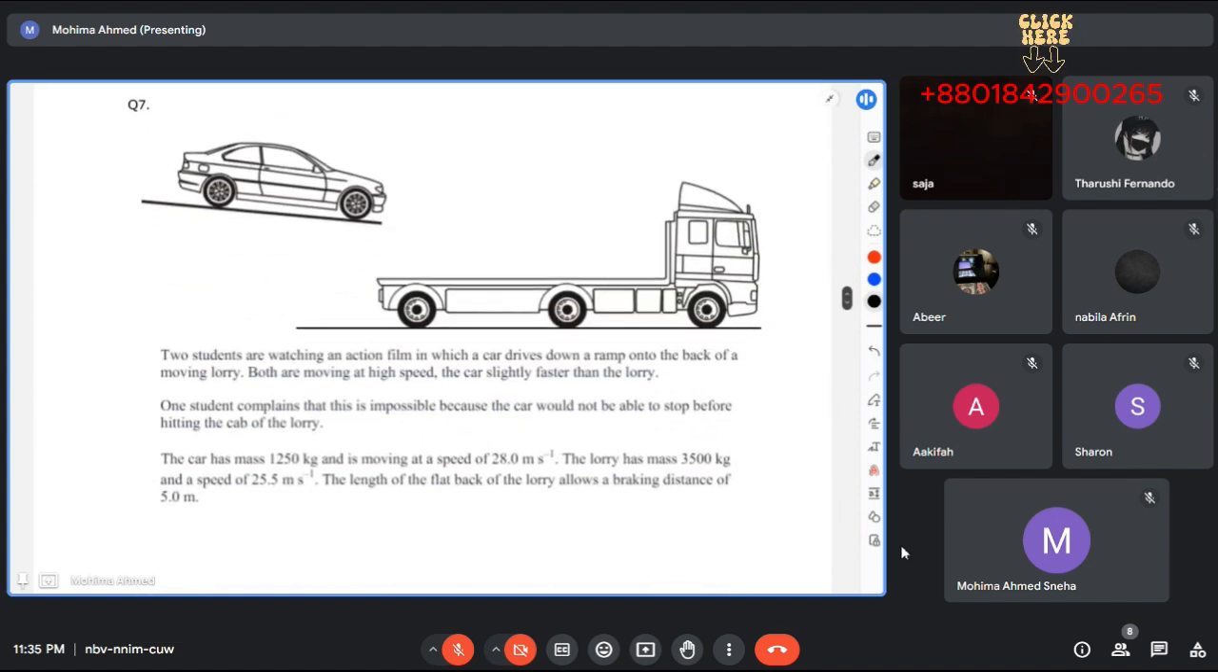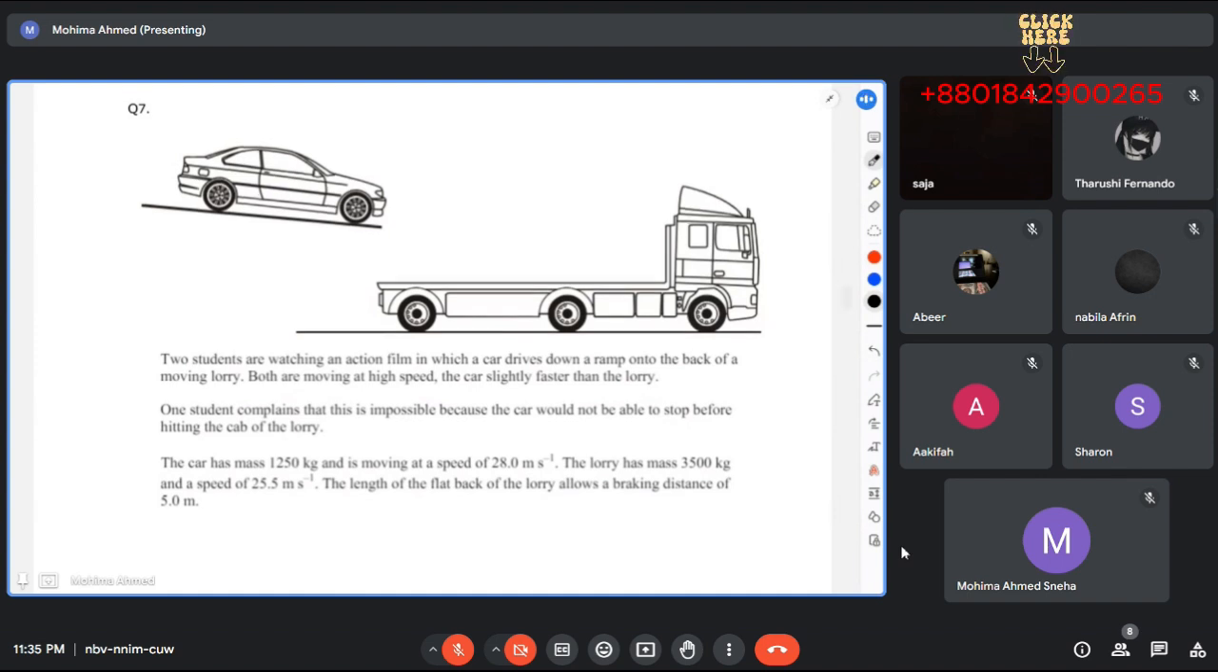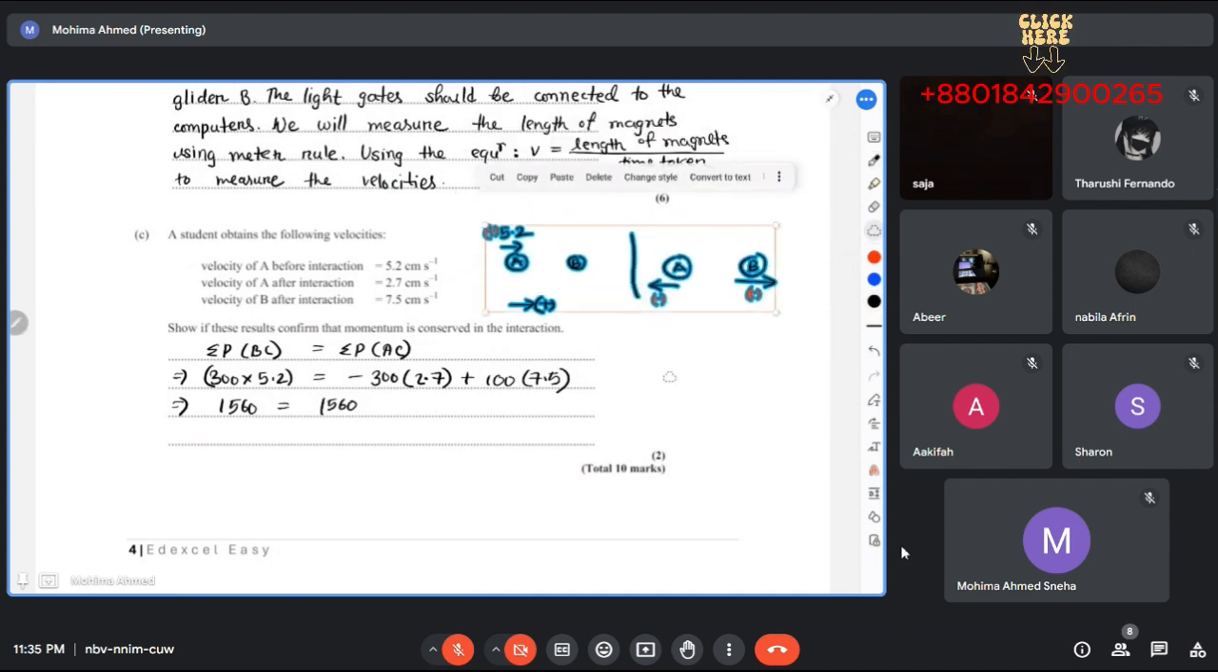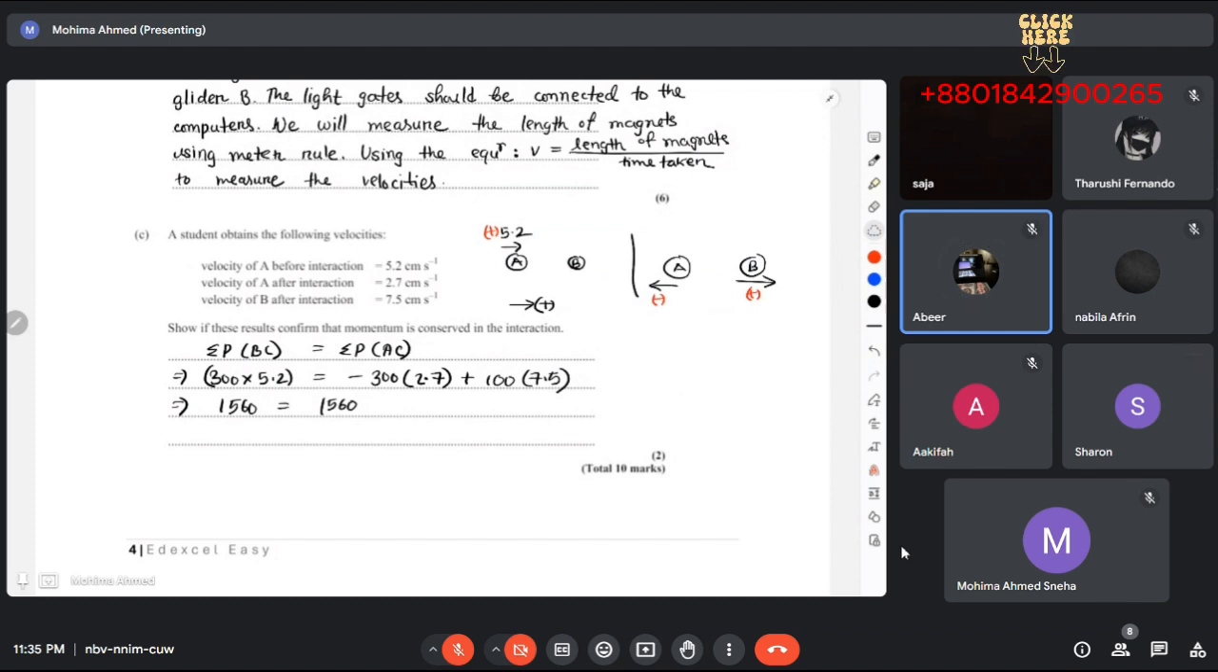There we can see that two students are watching an action film in which, I forgot to ask, is there any problem in this part? No. I don't know if I did the calculation wrong, but for the other side I got negative 60. Can you please recalculate it?